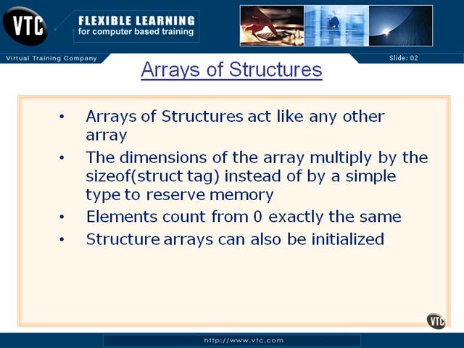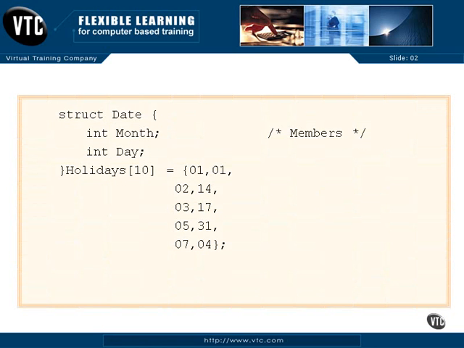And structure arrays can also be initialized, just like this. Here we strip the year off of our date structure, so we only have the month and day now, but same concept. And now we still have our tag, date. But here we've made an array of 10 holidays. I did not go ahead and fill them all in, but here's just a few. And this is how you initialize an array of structures, is the way it should be said. So here we have up to 10 holidays, and we'll have January 1st and February 14th and March 17th and so on that we'll put into our simple array as it is initialized.